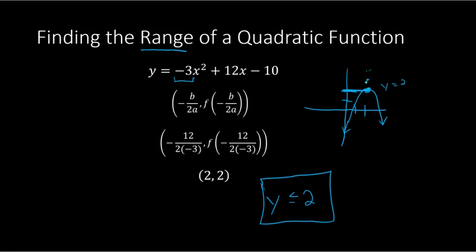If the vertex were at (2, 3), then it would be y is less than or equal to 3. So you find the y value, and then figure out if it's opening up or down, and use that to find the range. If it was opening up, by the way, it would be y is greater than or equal to 2. So you just have to look at each scenario to determine the range.